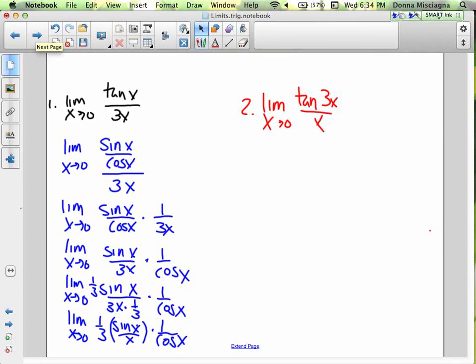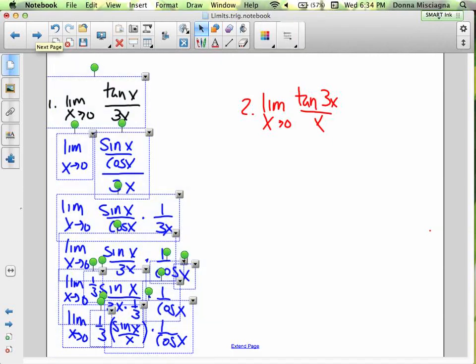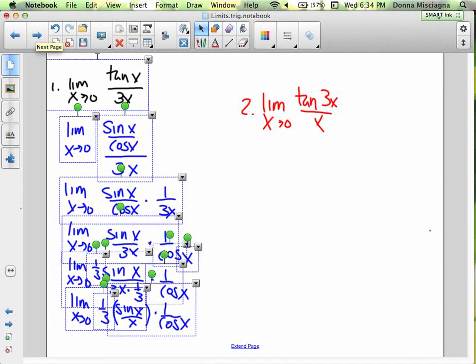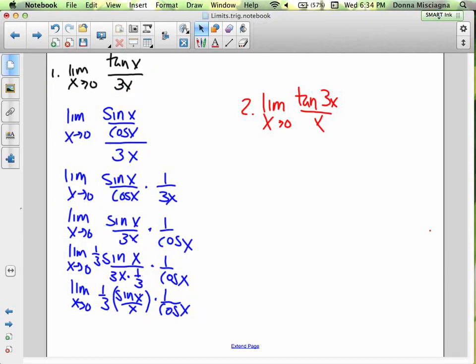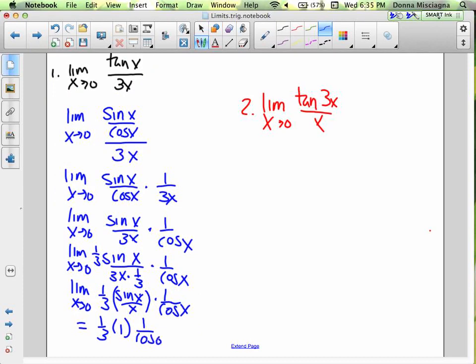And if I just wrote a little bit smaller, I'd have plenty of space. We'll just move everybody up. All right. We have 1/3, and sine x over x is just going to be 1. And then we have 1 over cosine 0. Make sure you're showing your substitution, even though it's just 1. So 1/3 times 1 times 1, that's 1/3. I think we all got that cosine 0 is 1.